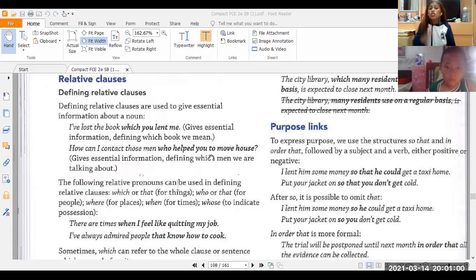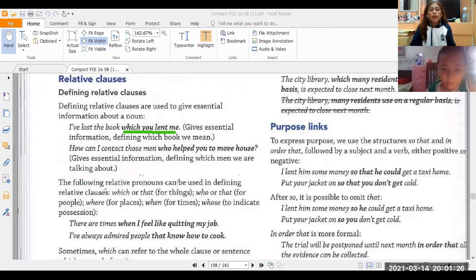The one which you lent me. It is the one which you lent me. Okay, it gives essential information. What kind of book do you mean? The one which you lent me. So, which you lent me here is what we call a defining relative clause.